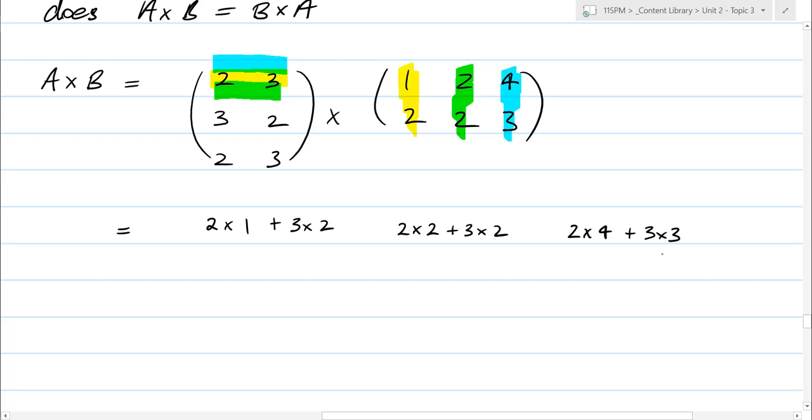The second row is 3, 2 in the first matrix. 3, 2 times the first column will give me the second row, first column of my new matrix. 3 times 1 plus 2 times 2. And I'm going to storm on now. Second row, second column, 3 times 2 plus 2 times 2. Second row, third column, 3 times 4 plus 2 times 3. Now I've also got a third row though.